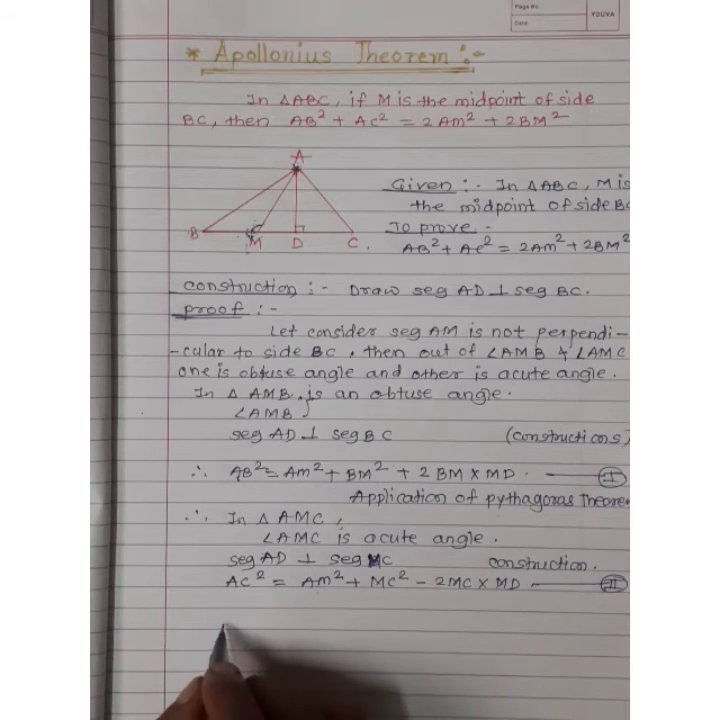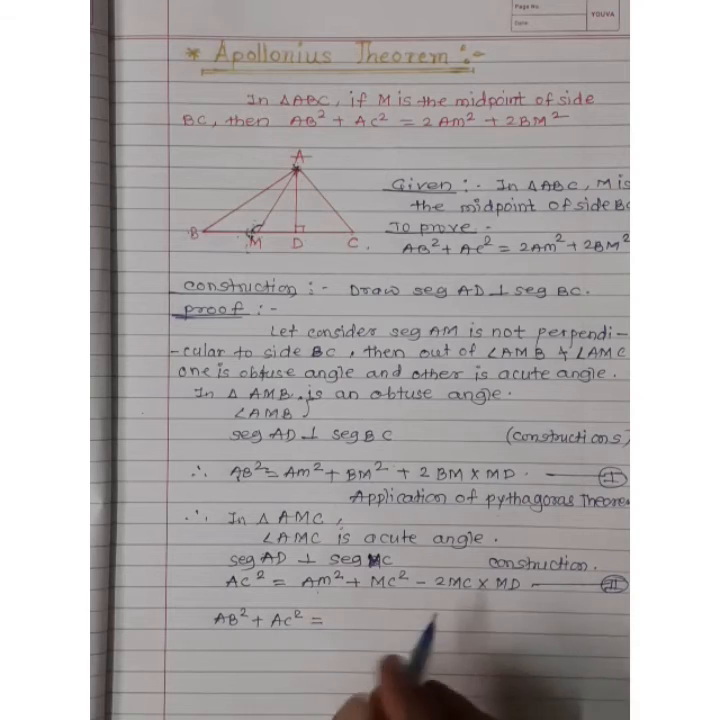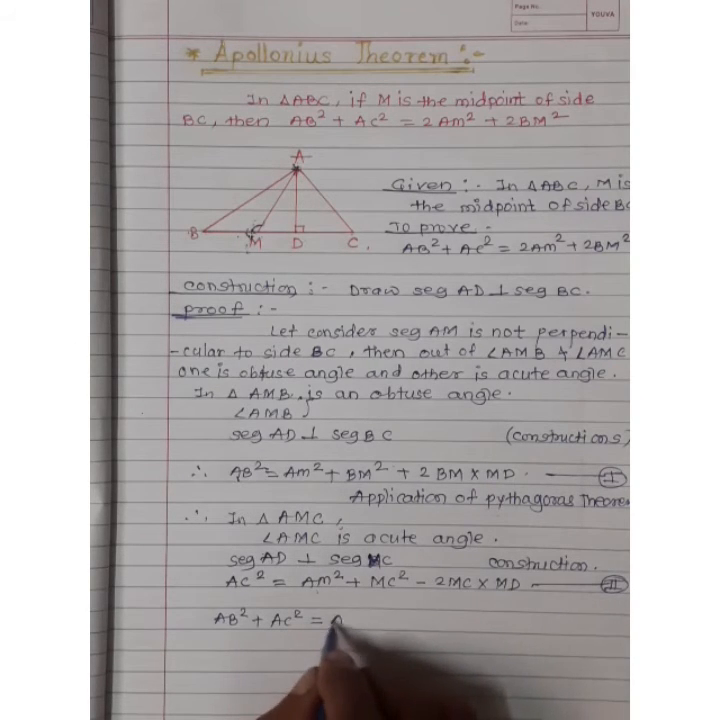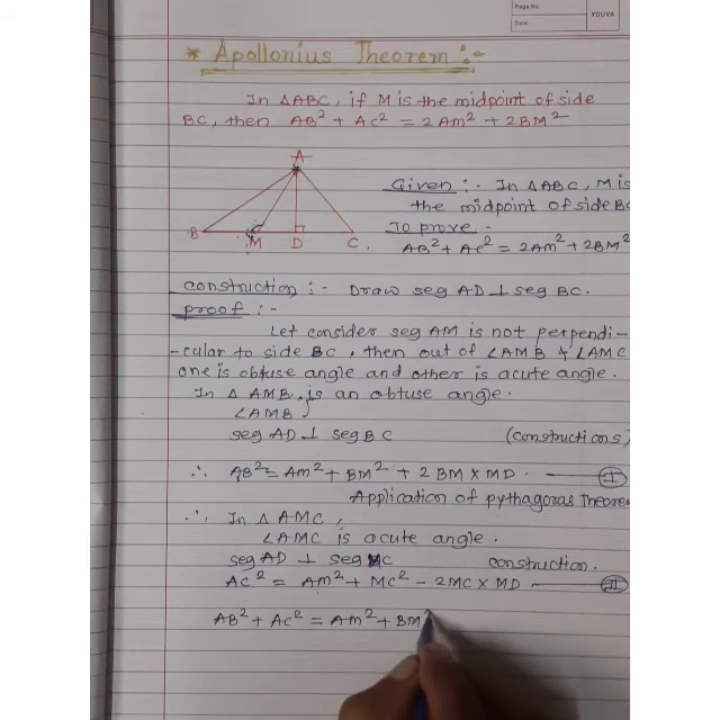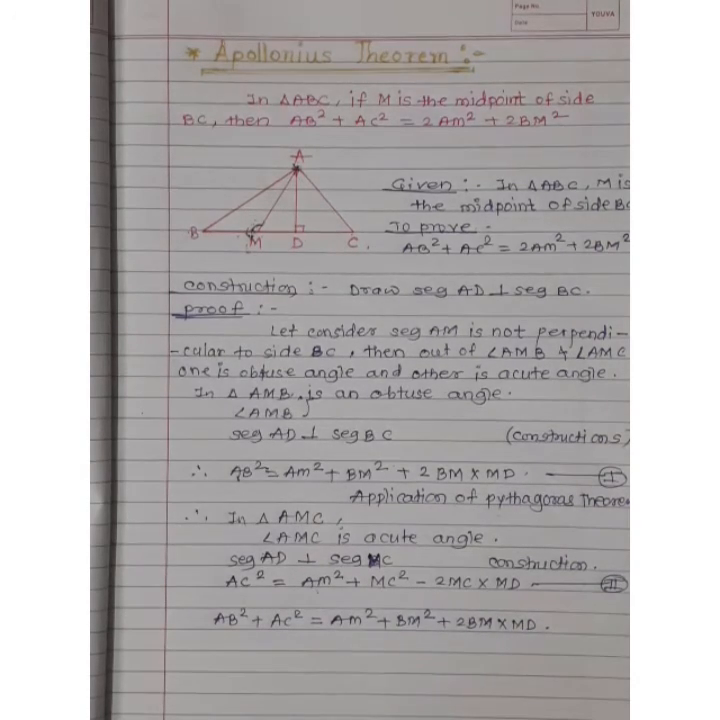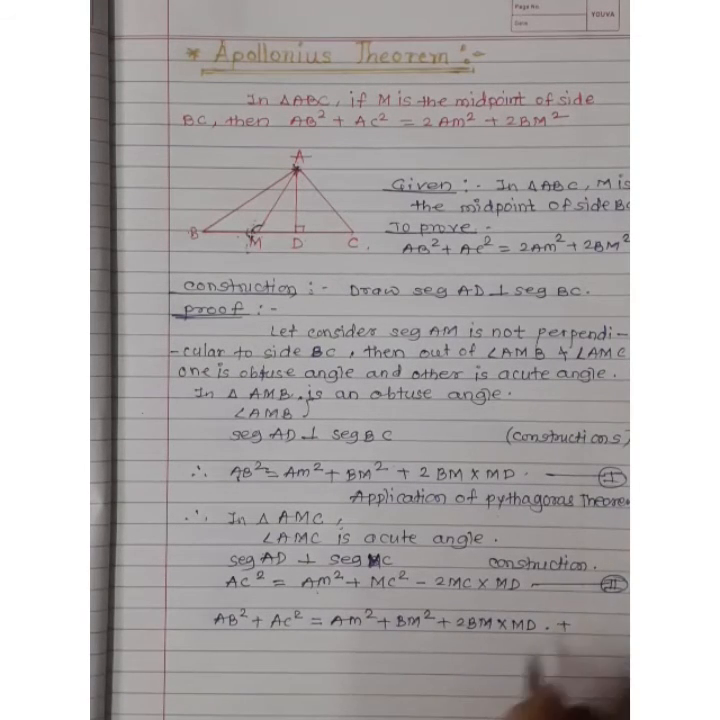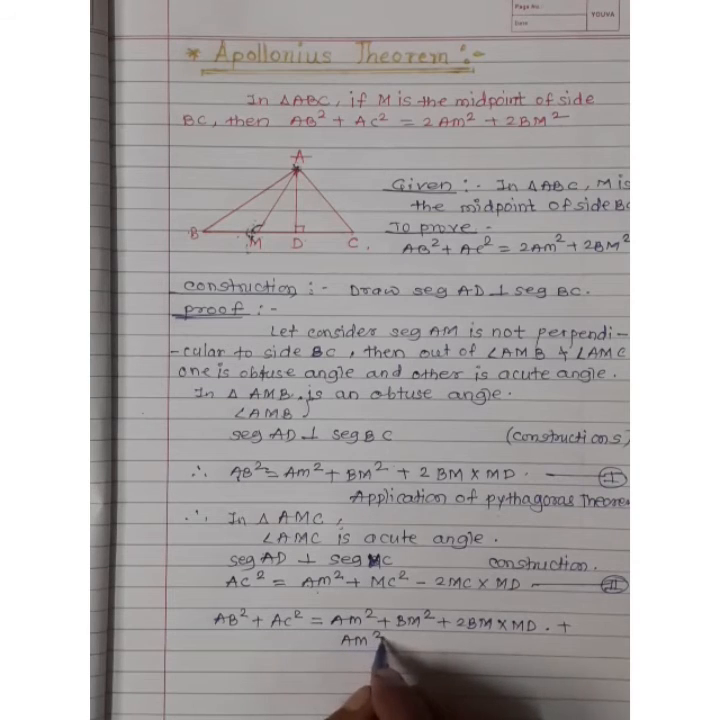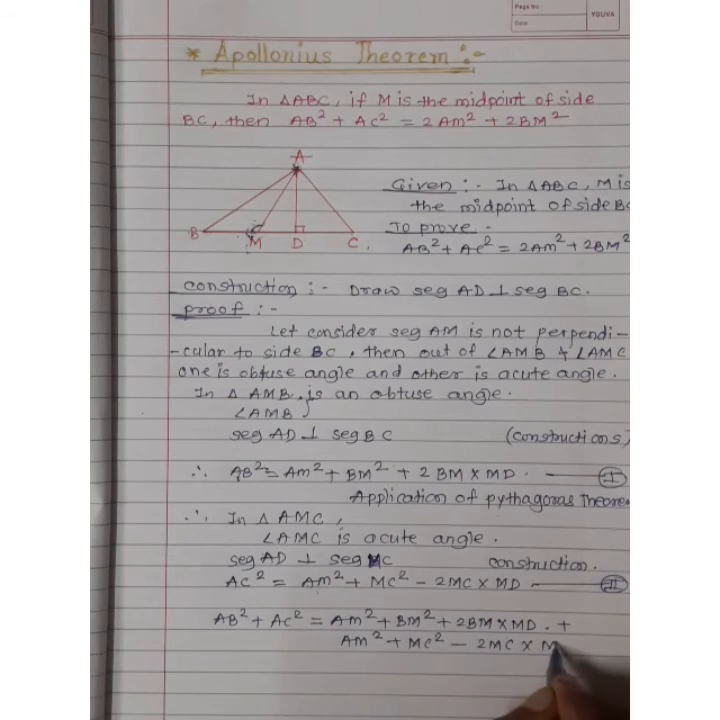Therefore, AB square plus AC square is equal to AM square plus BM square plus 2BM into MD, plus AM square plus MC square minus 2MC into MD. Adding equation first and second.